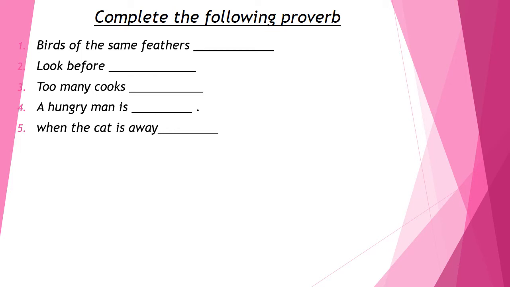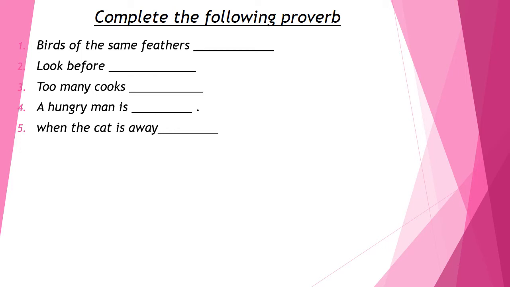When the cat is away, the mice will play. This one means that always when somebody who is strict or following your activities closely is away from you, it is likely that you will engage in some kind of mischief, misbehaviors, or improper activities.